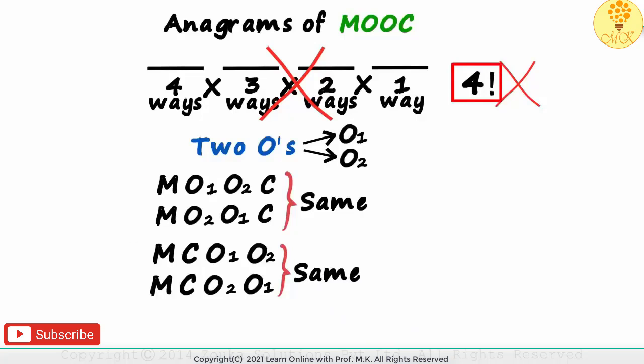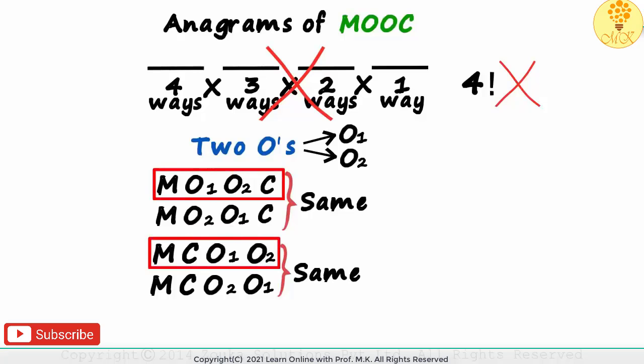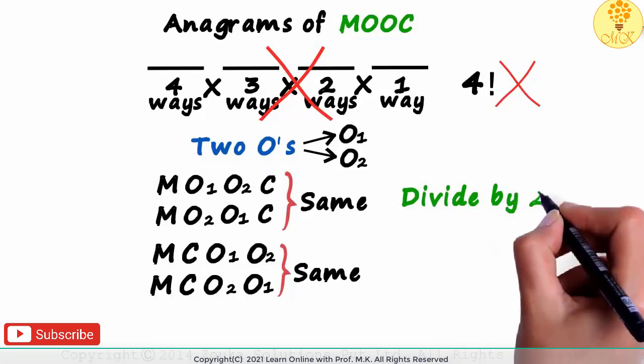Why is 4 factorial counting each anagram twice? The answer to this question is important. So let me have your complete attention for the next 1 minute. Assuming the O's to be different, there are 2 factorial arrangements for each anagram. The 2 factorial arrangements for each anagram are O1, O2 and O2, O1. But should we count 2? Are the O's different? No, they're not. So we should count just one of each pair. And that is why we should divide all possibilities by 2 factorial.